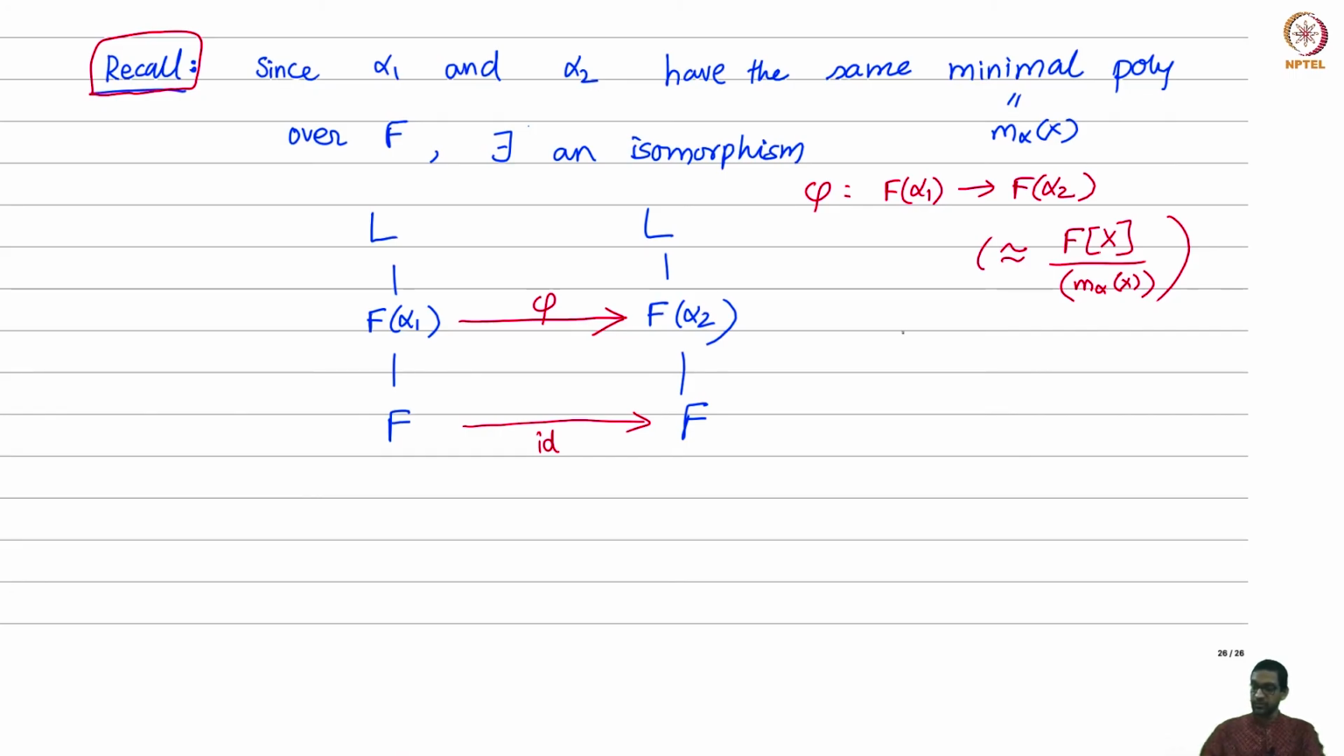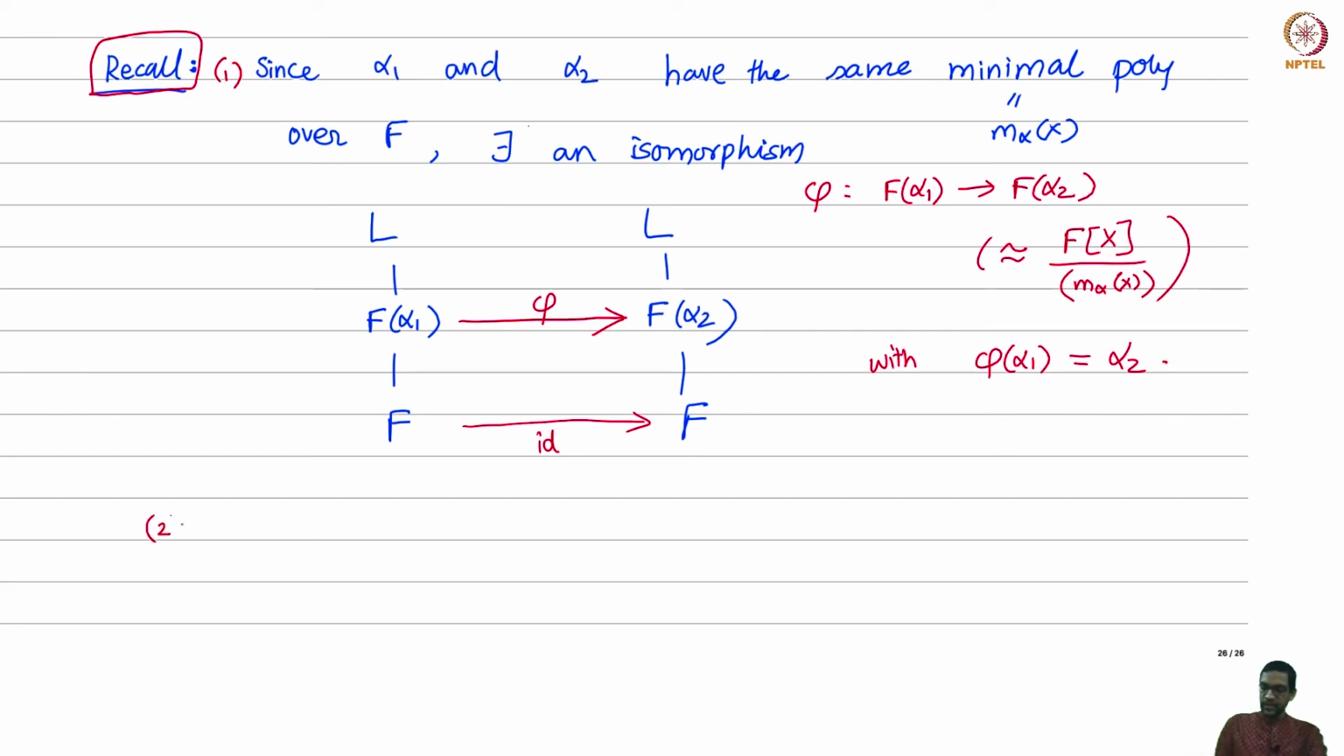So there is an isomorphism, further with an additional property, such that it maps alpha 1 to alpha 2, with phi of alpha 1 equals alpha 2. So this is the key property that we will use now. Okay, so I'm guaranteed that such a map exists. Now, this is the first statement to recall.